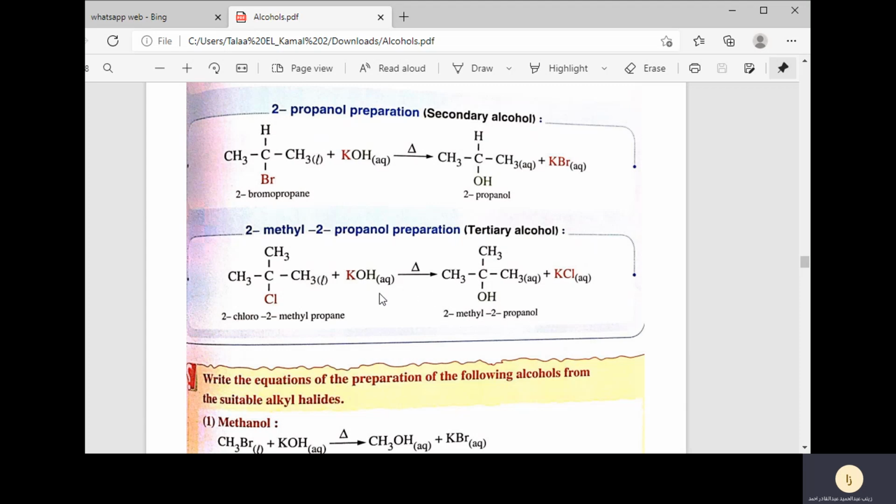Then after addition of KOH aqueous, what will happen? The K attracts the Cl, giving KCl, and OH replaces it. So we get 2-methyl-2-propanol.